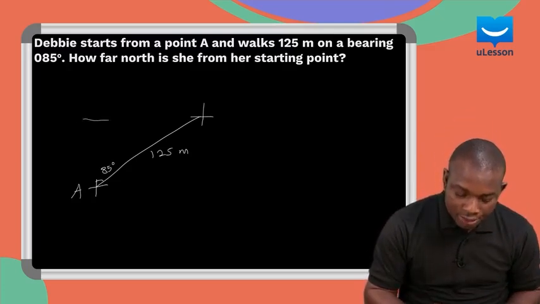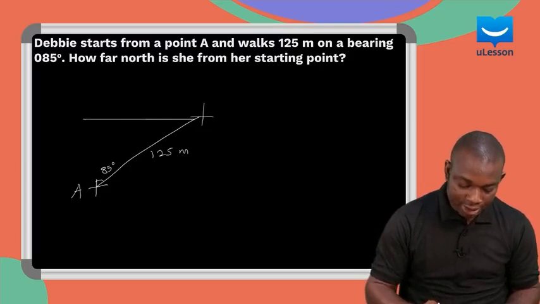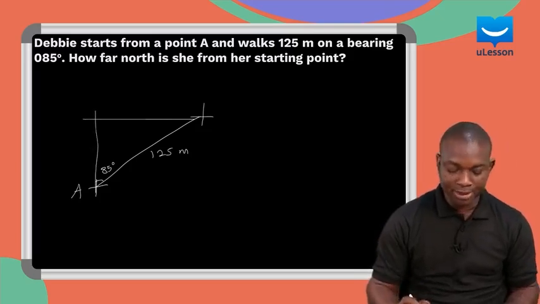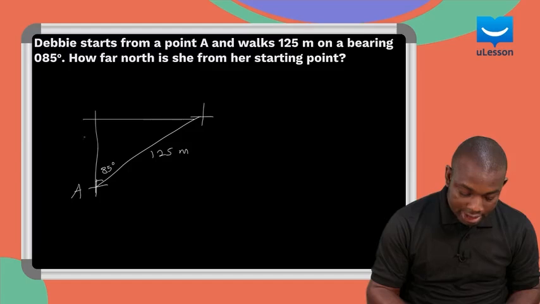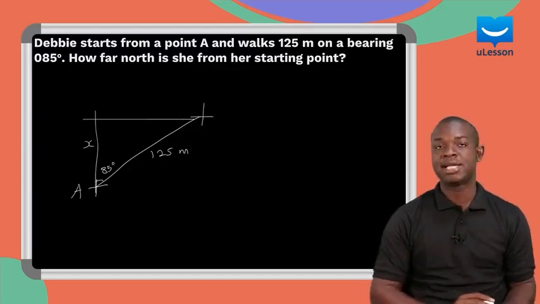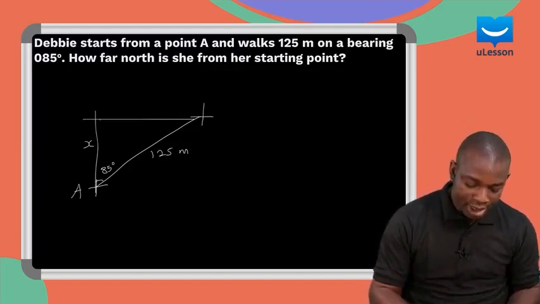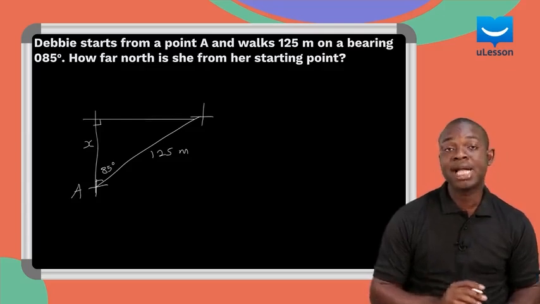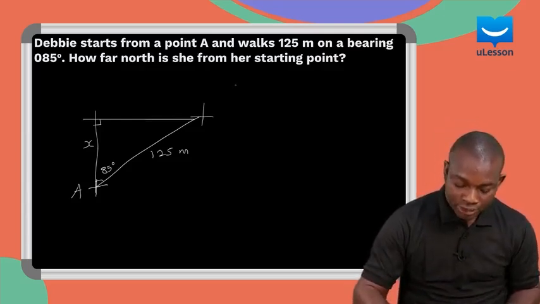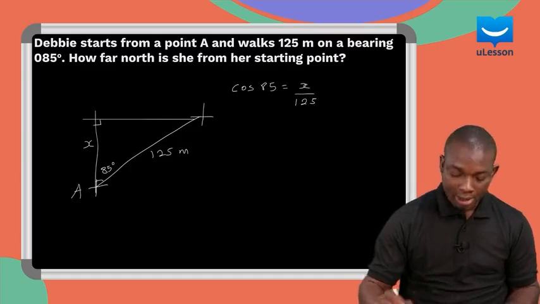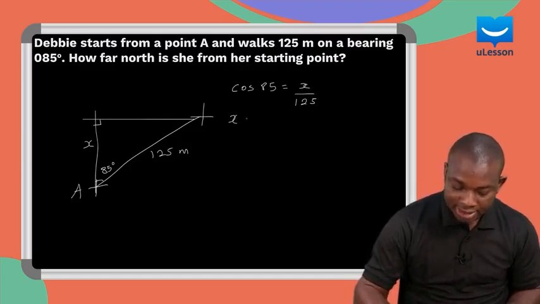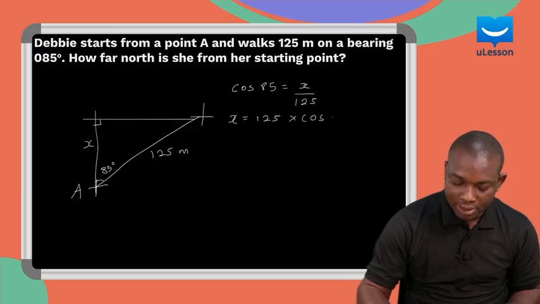So if we draw a horizontal line to her current position and a vertical line from her starting point, what we want to know is the length of the line which is marked as x. Now we are going to use our SOHCAHTOA. In this right-angled triangle, we are required to find the adjacent, and we have the hypotenuse. So we are going to use cosine. This gives us cos 85 equal to x over 125. Now collecting like terms and making x the subject of the formula, x is equal to 125 times cos 85.